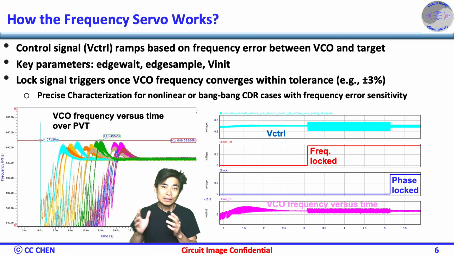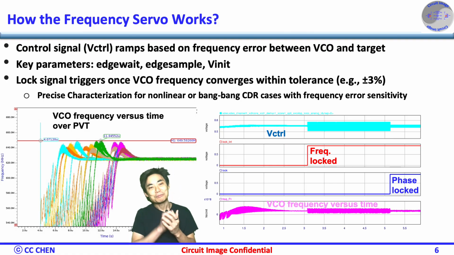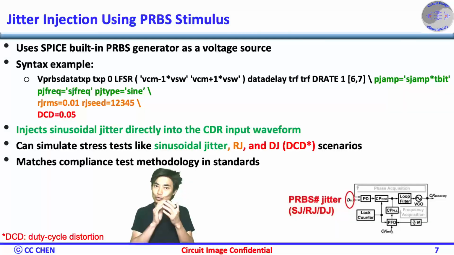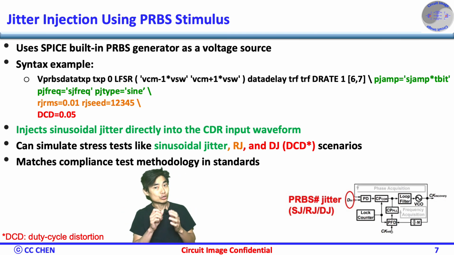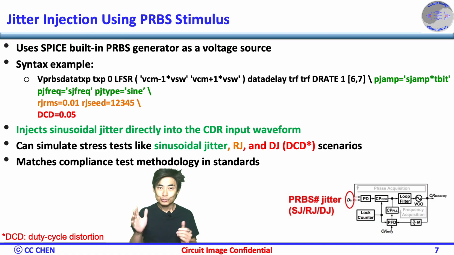Now that the frequency locking is handled, let's look at how we inject realistic jitter into the CDR input. To test the CDR under jitter, we need realistic stress patterns. We use the simulator's built-in PRBS generator as a voltage source. It's simple to use. Just write a line of code with your settings.